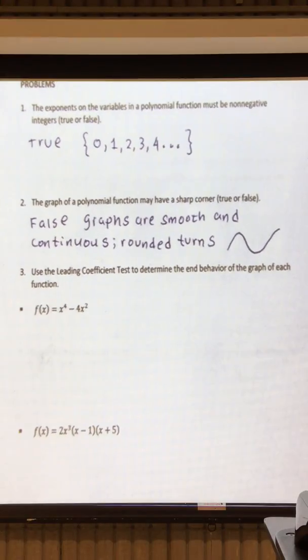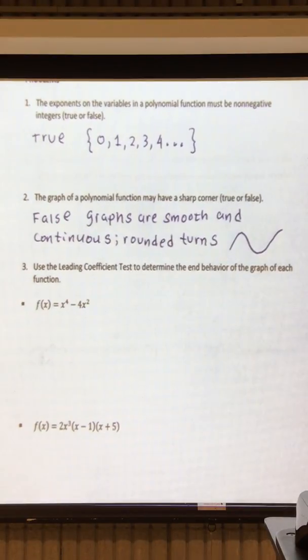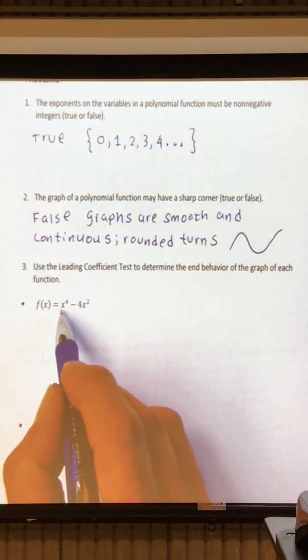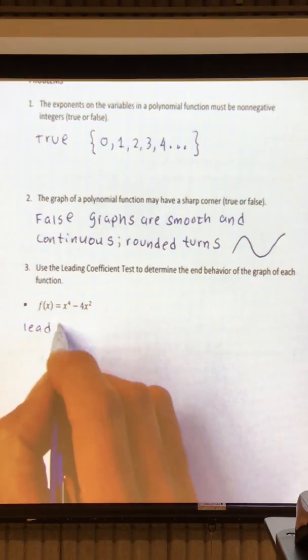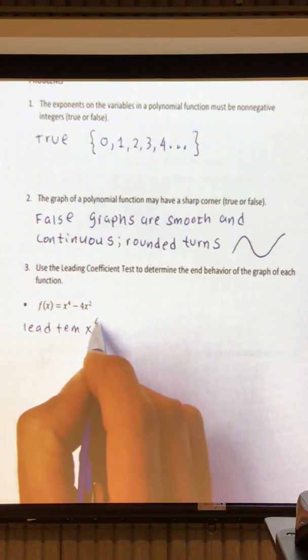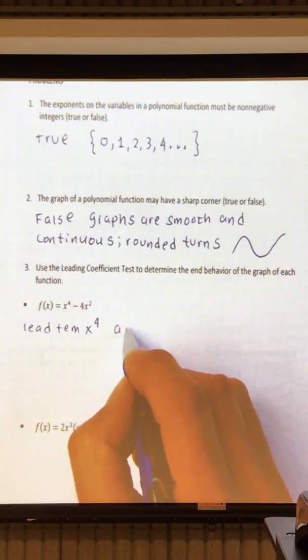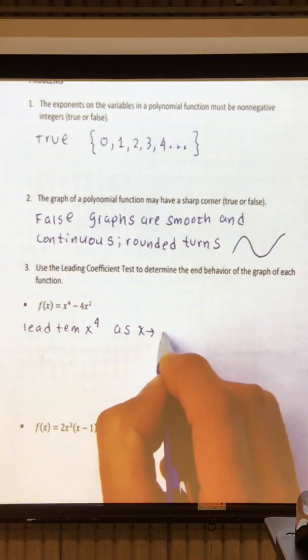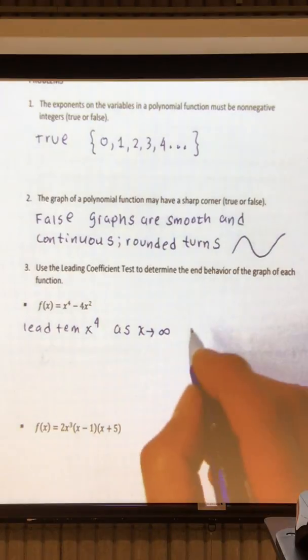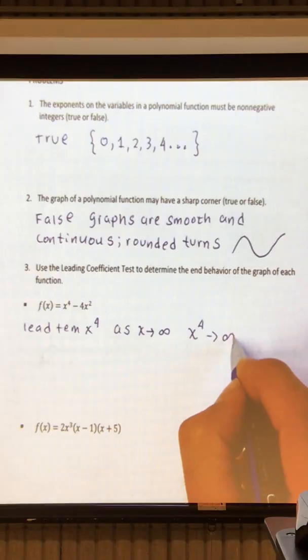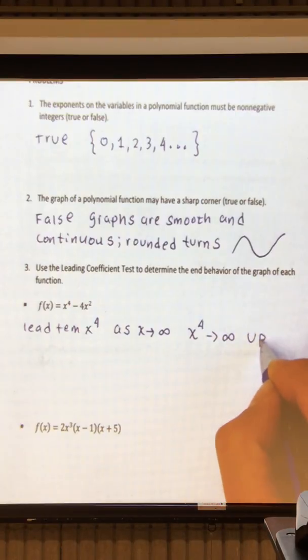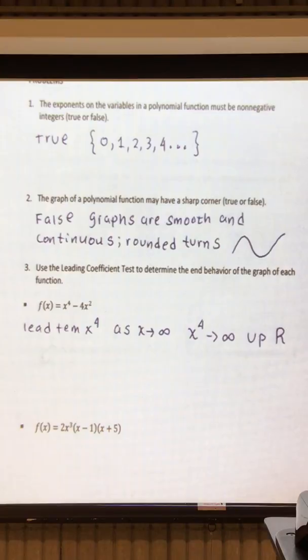Problem 3. Use the leading coefficient test to determine the end behavior. Here I refer to this as the dominant term, which is the term of the highest exponent in the entire polynomial, and here our dominant term is x to the 4th. What we wish to ask is, as x becomes very, very large, what happens to that dominant term? Well, a very large number raised to a 4th power will also get very, very large. That means that the graph will end up going up to the right.